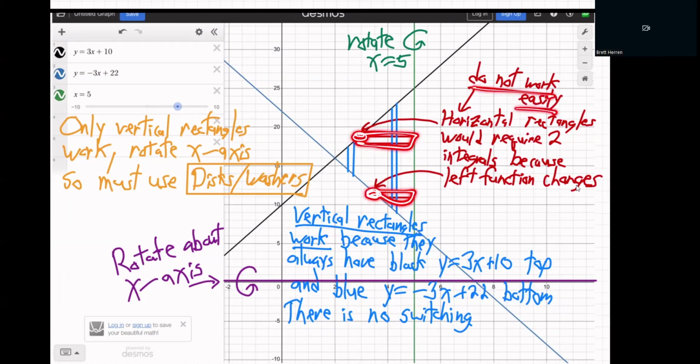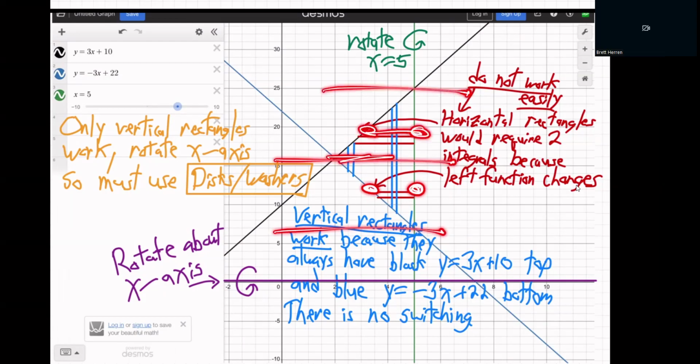At least you could do it with two separate rectangles, two separate integrals. You could integrate from down here to up there, where this function is always on the right and the blue is always on the left. And then a separate integral from here up to there, where again the green's on the right and this time the black's on the left. But that'd be a pain. We don't want to do that.